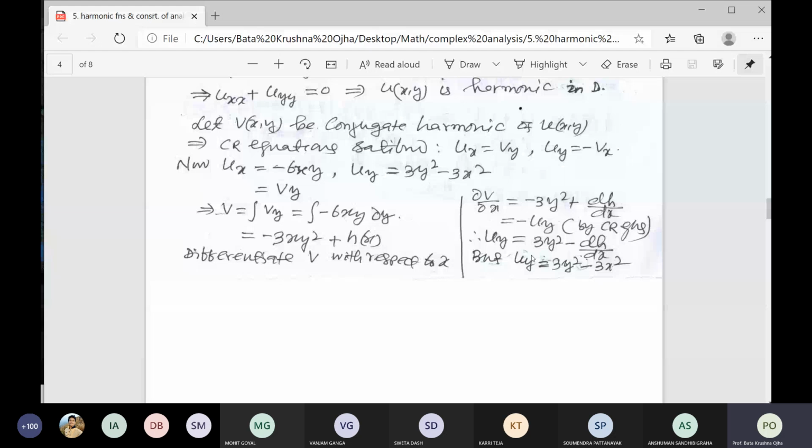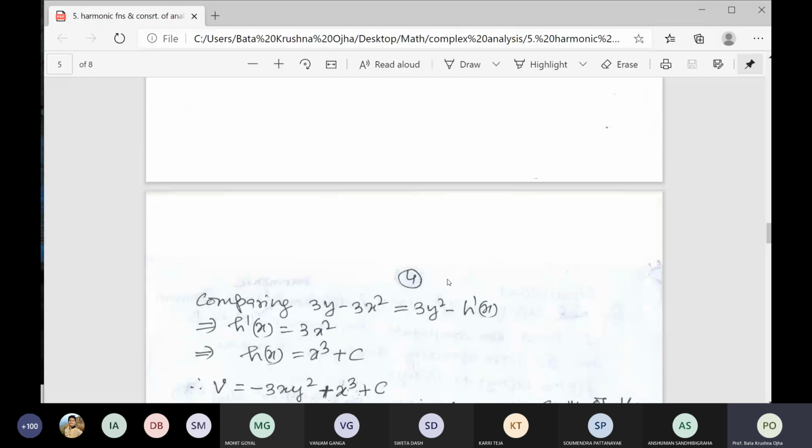Comparing 3y square, it is wrong, please rectify. It is not 3y, it is 3y square. Please correct it on page number 4. The first term, 3y square minus 3x square, is equal to the right side, 3y square minus h dash x. So 3y square will cancel, and we get h dash x, or dh by dx, is equal to 3x square. If you integrate, because our aim is to calculate h, it will give h of x is equal to x cube.